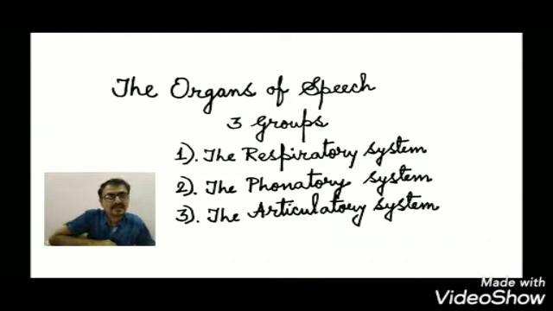Now why is the respiratory system a part of organs of speech? Because just as we talked, we need air to produce speech sounds, and we need respiration to produce air, to bring air out of our mouth. That is why the respiratory system also comes under organs of speech.